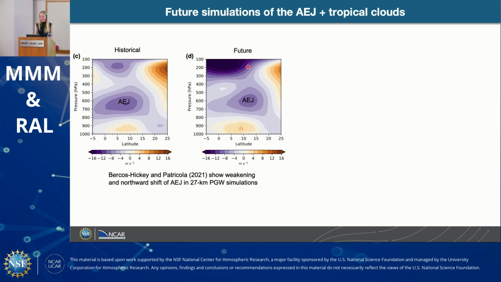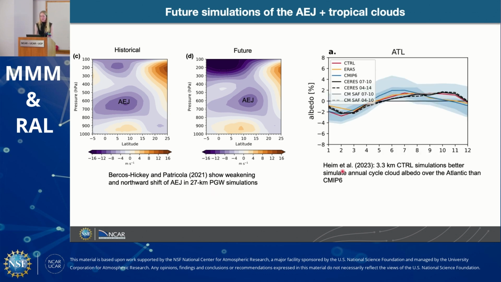And then on the right is the future African easterly jet. So you can see that the African easterly jet, it shifts northward, according to the study, and actually weakens in a warmer climate. And I should note that they are using PGW simulations, but for both their control and PGW simulations, they're using 27 kilometers, so it is not convection permitting.